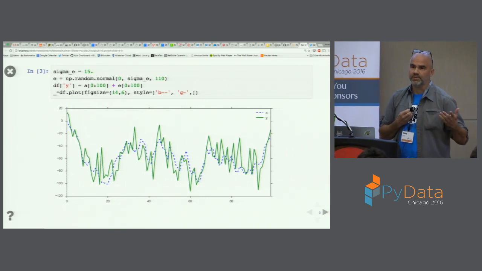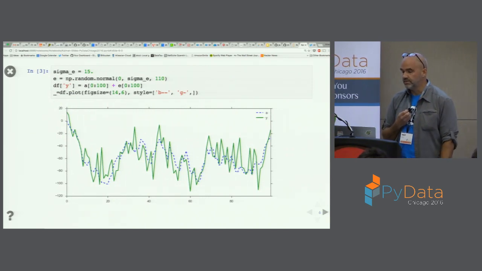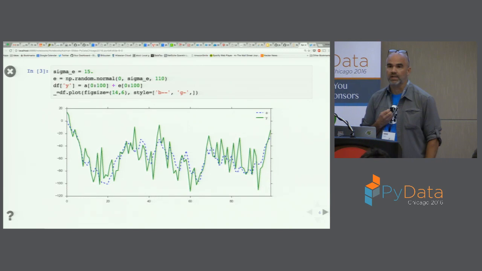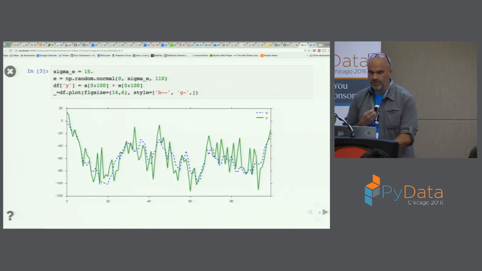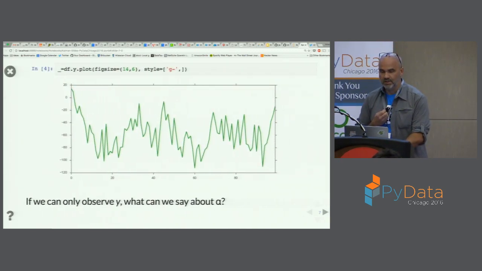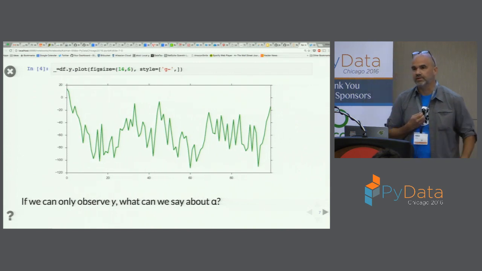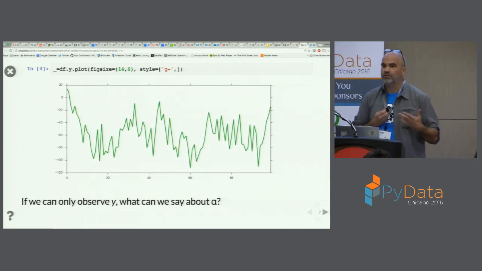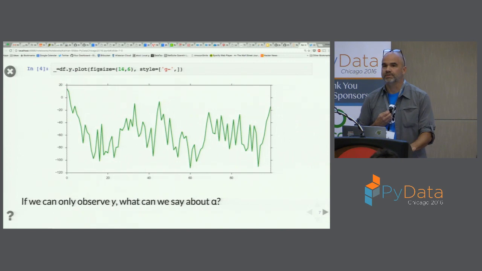The original time series is the blue dashes. The series with the noise is the green line. So basically, what you're asking with the Kalman filter, in a very simple sense, is: if we don't have that original blue time series, what can we infer about it from just this noisy green time series?